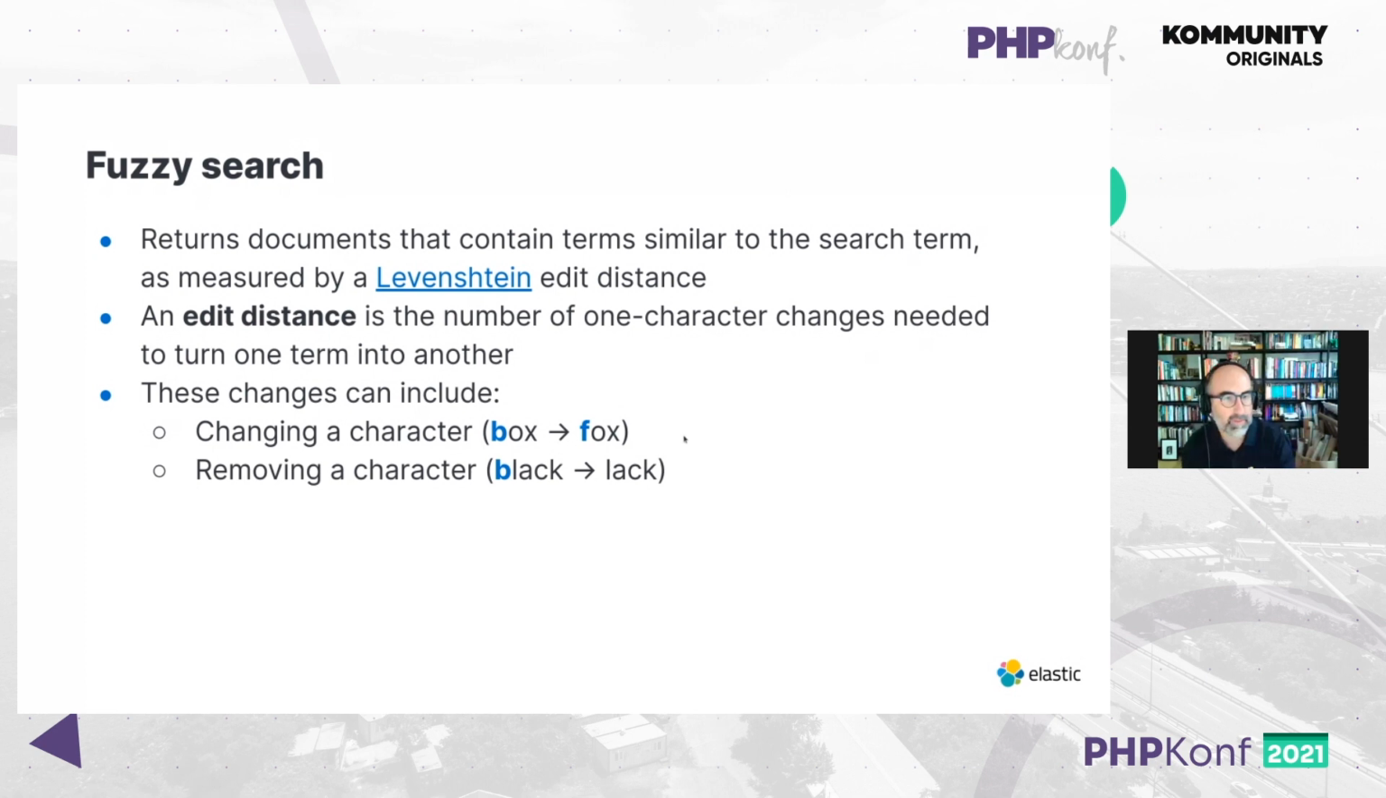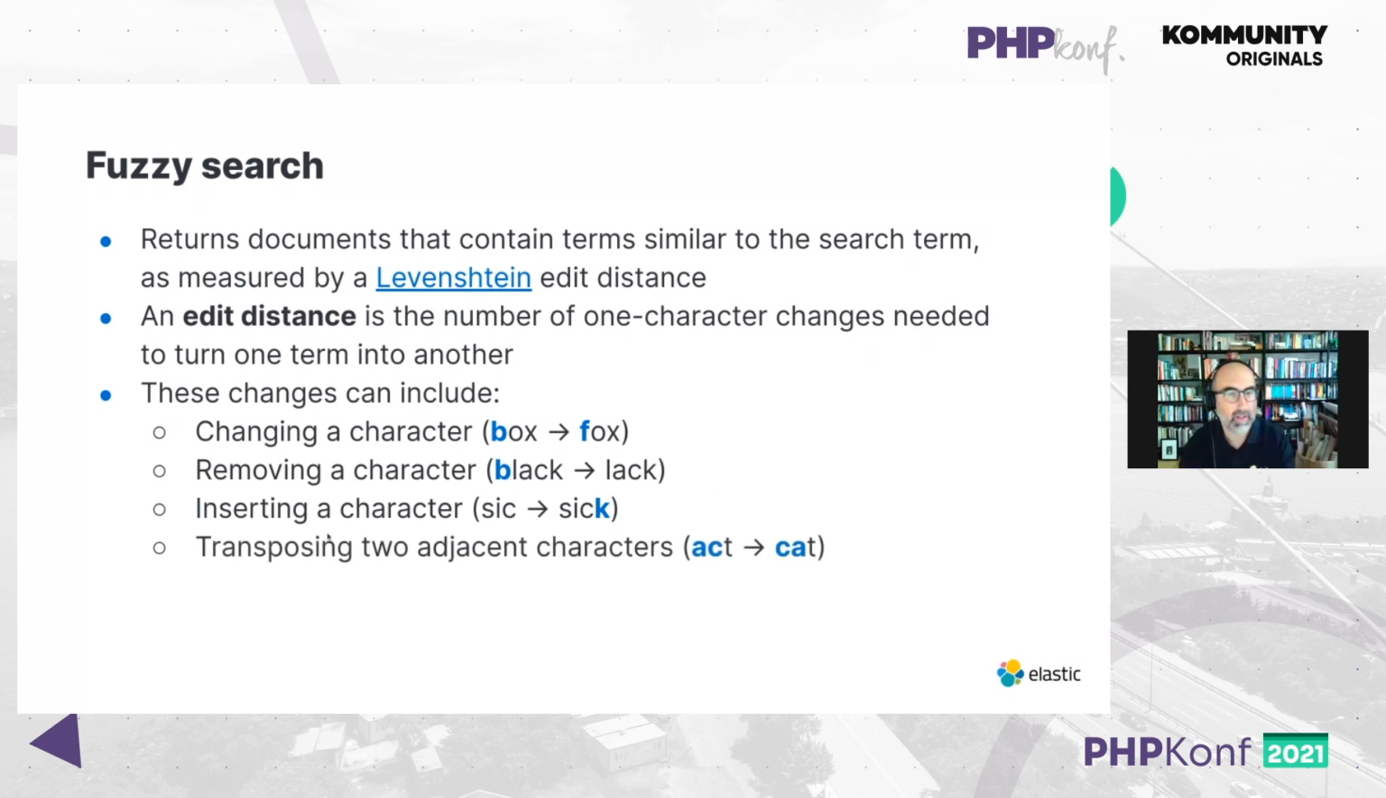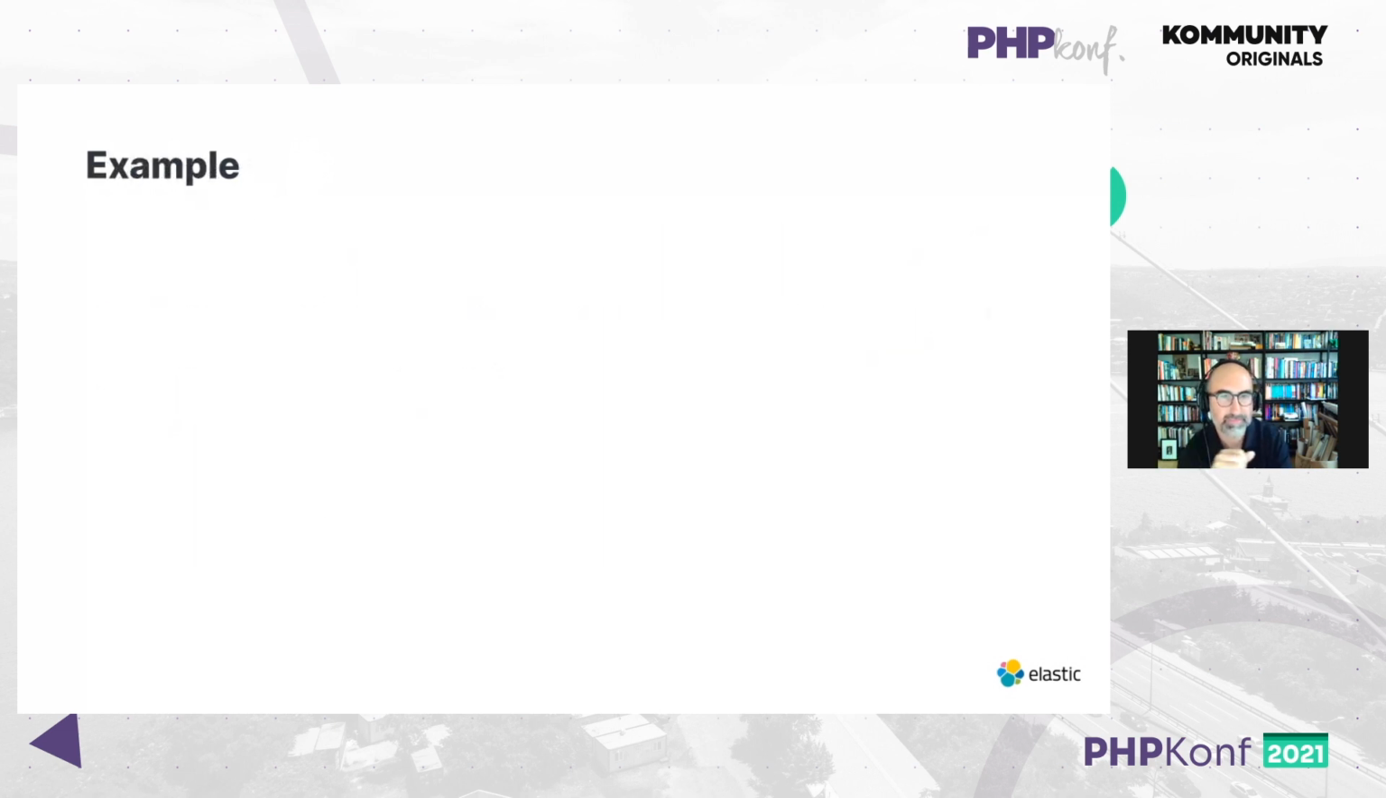Another example is when you remove a character. So you have black and lack. You remove the B, and you have an edit distance that is actually 1, because you're changing only one character. If you insert a character, so sick and sick, or you transpose, so you change the position of two adjacent characters, for instance, act and cat. These are all examples of Levenshtein edit distance 1 that are managed by Elasticsearch. So Elasticsearch is able to give you this kind of results too.